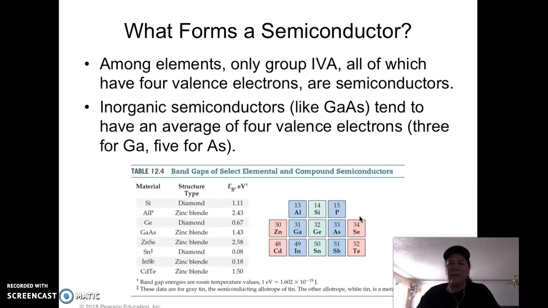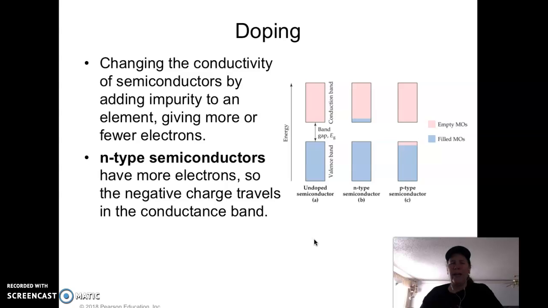Okay? And again, the ones that have 4 valence electrons are the best. Silicon, germanium, and tin are your best semiconductors. Okay? So the inorganic semiconductors, germanium, arsenic, they have an average of 4 valence electrons. Germanium and arsenic have 5, but again, they're in that middle range, and they're really good at forming semiconductors. Sometimes, to increase the conductivity of semiconductors, they use doping.